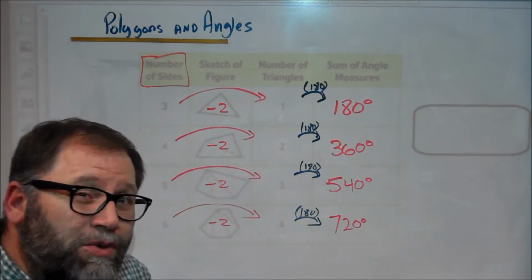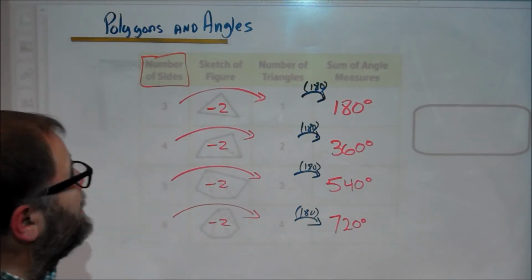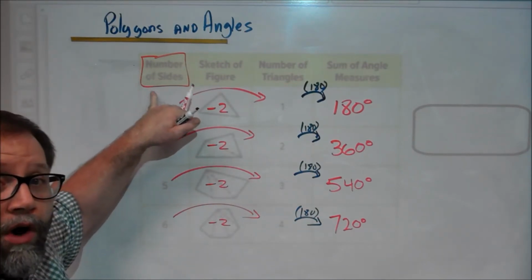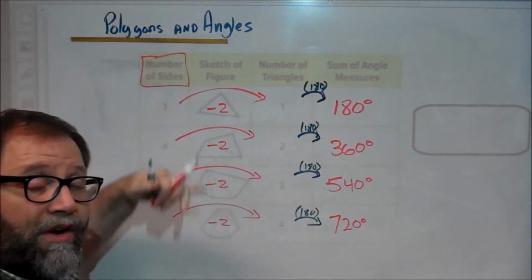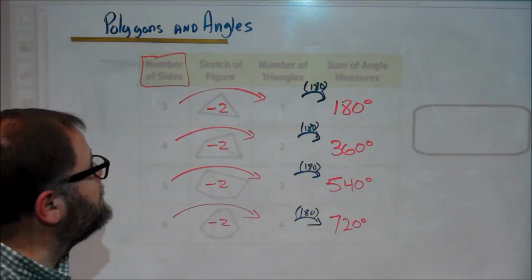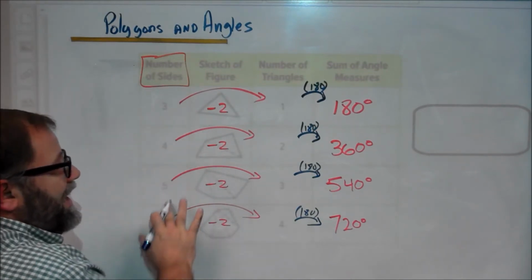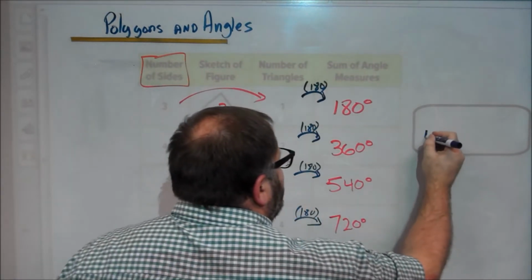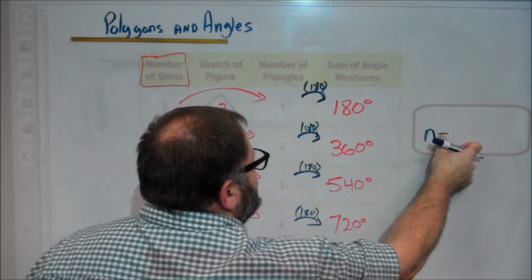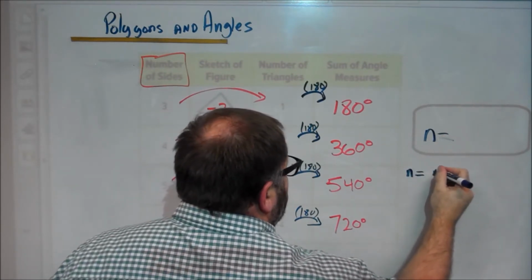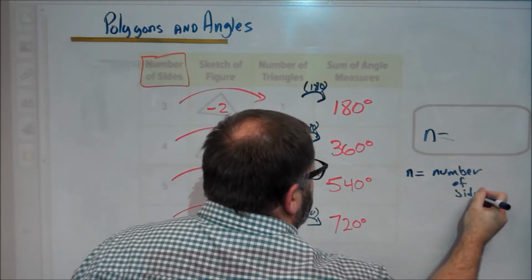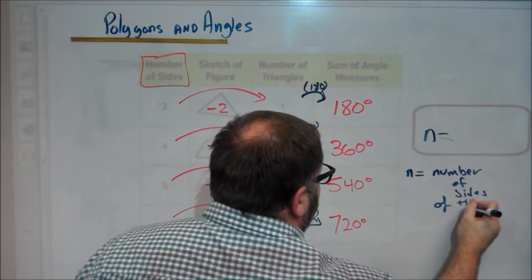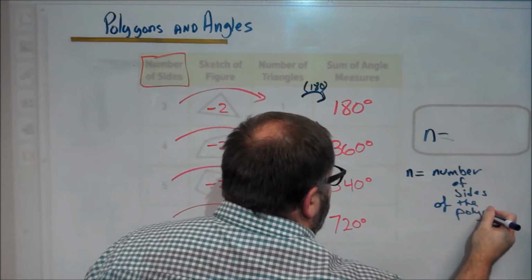Now, can we turn this into an expression? What we don't know is how many sides we have, because whatever shape they give us, we've got to count the sides. So we're going to make this our n. n is equal to the number of sides of the polygon.